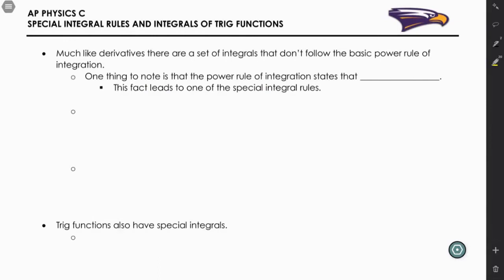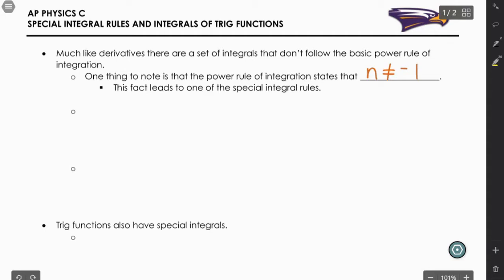So these are the special integral rules as well as integrals of trig functions. And I'm going to show you a process called U substitution or integration by substitution. What happens is, much like the derivatives, there's going to be a set of special integrals that don't follow the basic power rule. One thing to know is that the power rule of integration gives the stipulation that n cannot equal -1.